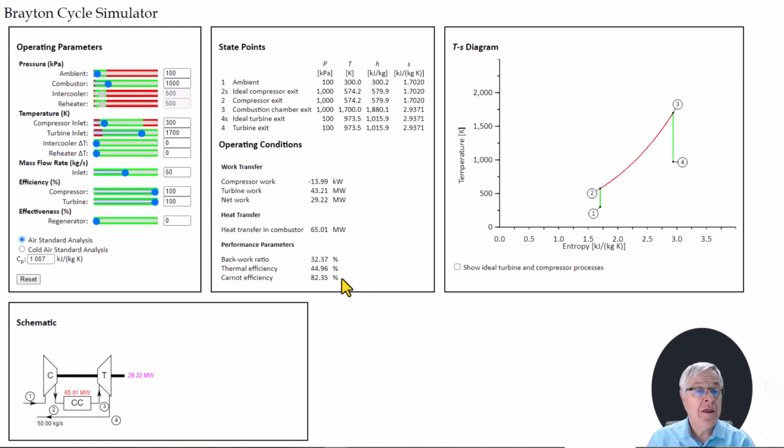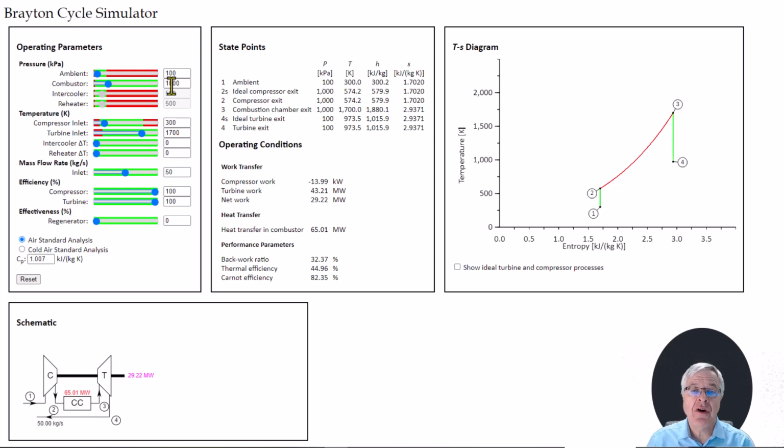The next block of information here is a TS diagram, and the final block of information is a schematic diagram of the layout of the components for the current Brayton cycle that we're simulating. I'm now going to demonstrate the simulator by going through the operating parameters one by one.